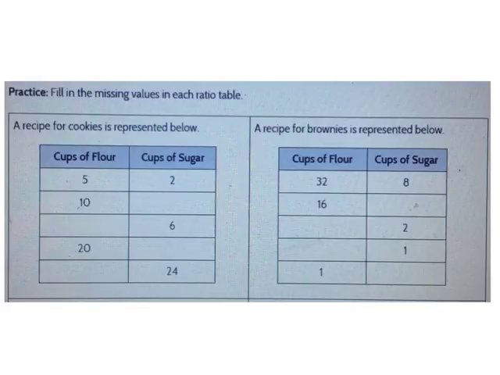Let's fill in the missing values in our table. How many cups of sugar would 10 cups of flour require? Well, 5 times 2 is 10. 2 times 2 is 4. How many cups of flour would 6 cups of sugar require? Well, 2 times 3 is 6. 5 times 3 is 15.